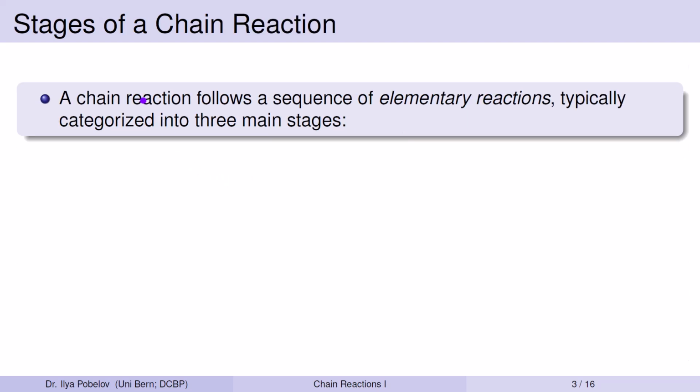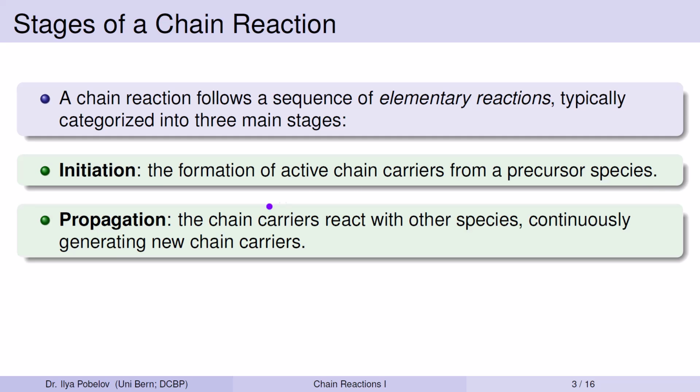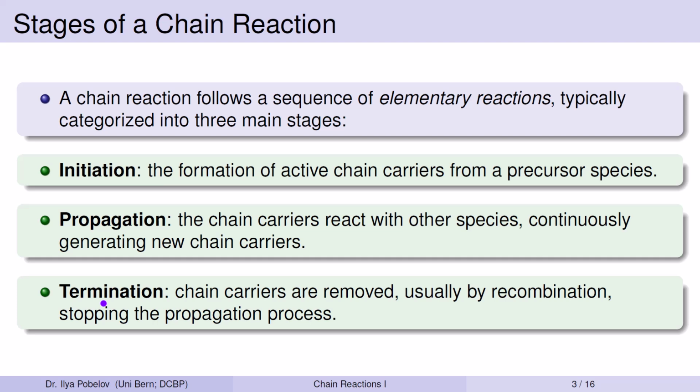A chain reaction follows a sequence of elementary reactions typically characterized into three main stages. Initiation, the formation of active chain carriers from a precursor species. Propagation, the chain carriers react with other species, continuously generating new chain carriers. Termination, chain carriers are removed, usually by recombination, stopping the propagation process.